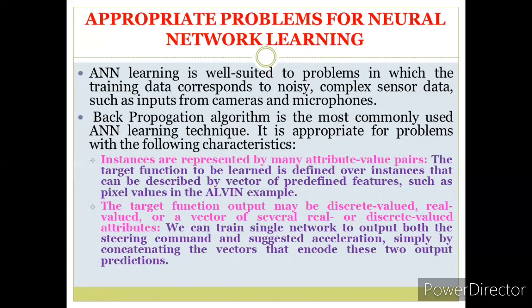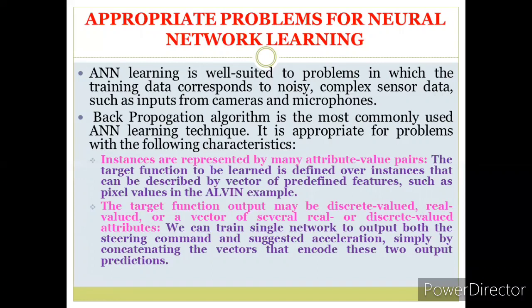And this, especially the ANN network, is especially useful where the sensor data are too much. The second one is that what we have is the backpropagation algorithm, the most commonly used ANN learning technique, and it is appropriate for problems with the following characteristics. So wherever these following characteristics are present, the ANN network can be used.